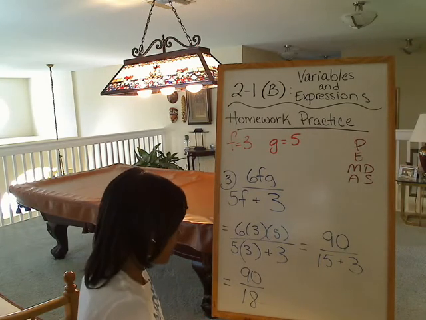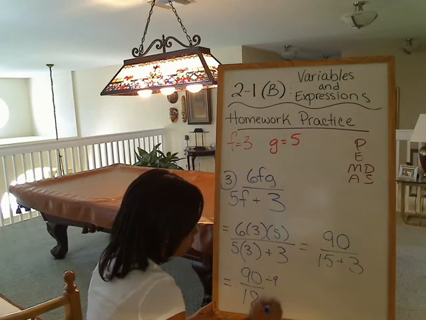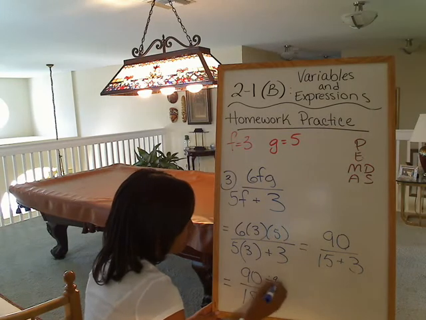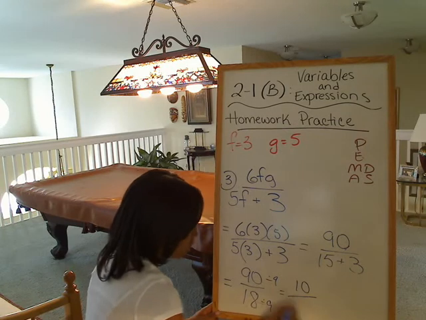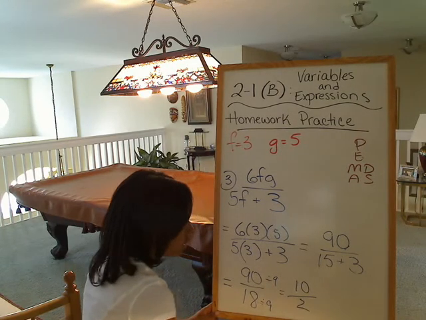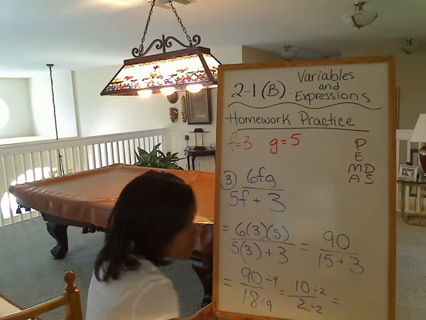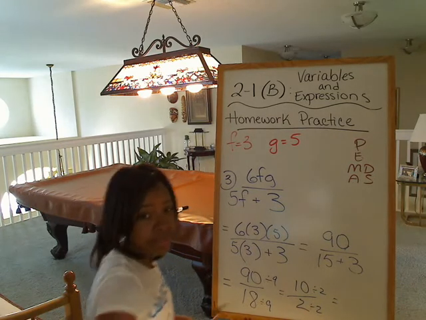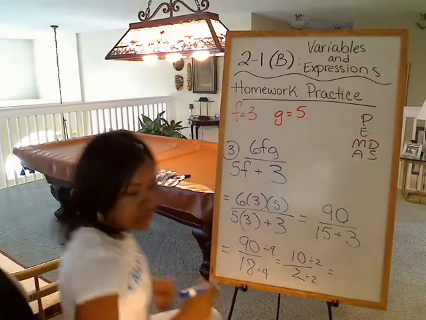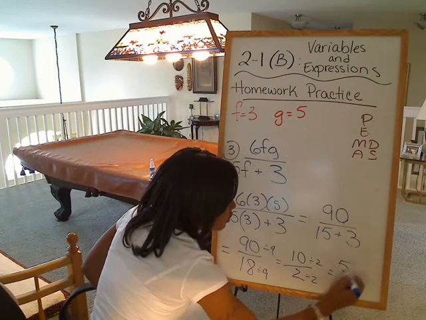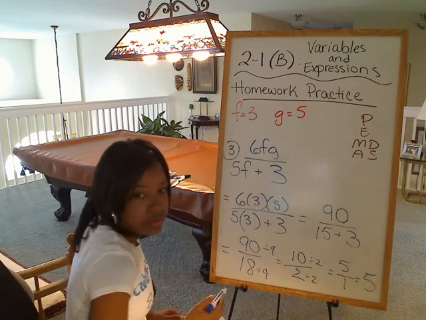We can simplify that by dividing by 9. 90 divided by 9 is 10. 18 divided by 9 is 2. We can simplify it again by dividing by 2. Can you guys see that? It's a little better. So 10 divided by 2 is 5. 2 divided by 2 is 1. Final answer is 5.